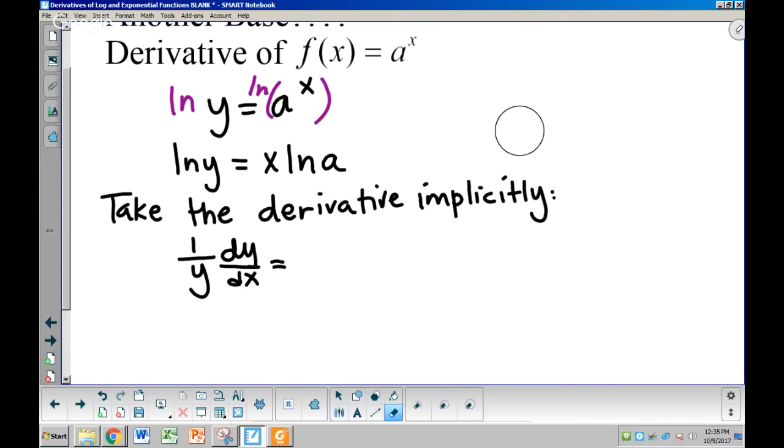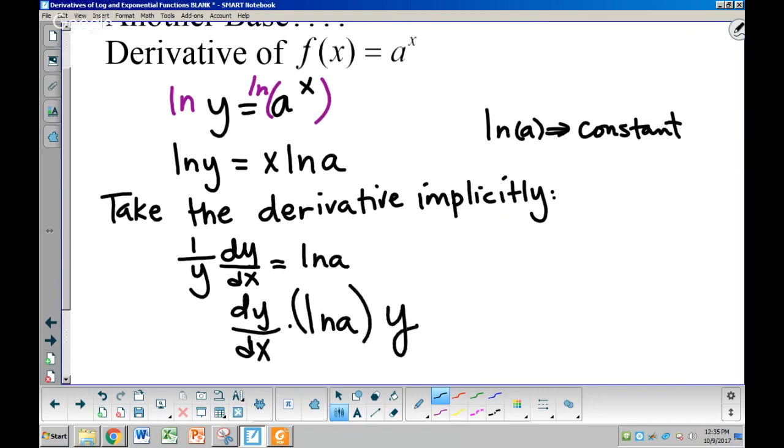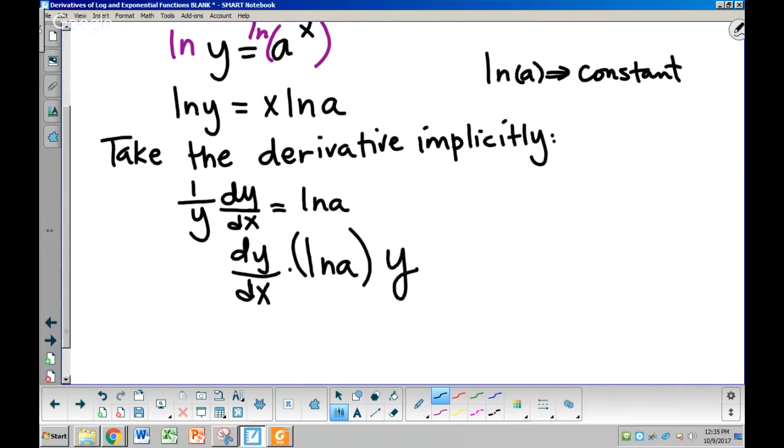So ln of a, the natural log of a, is a constant. So what is a constant times x's derivative? The constant. So this would be just the natural log of a, because the derivative of x is 1. And then we can say that this is dy/dx times natural log of a times y, because we're solving for dy/dx. I'm multiplying both sides by y. Do you agree with that?